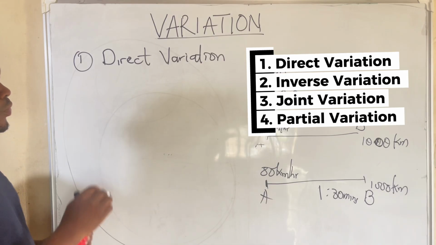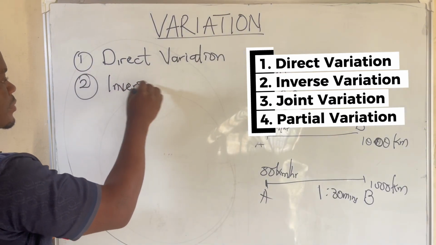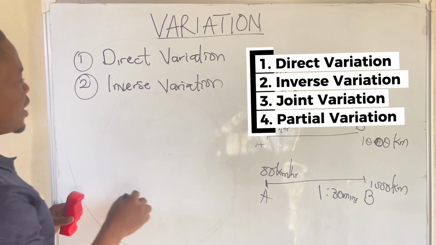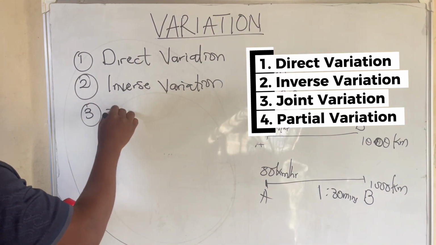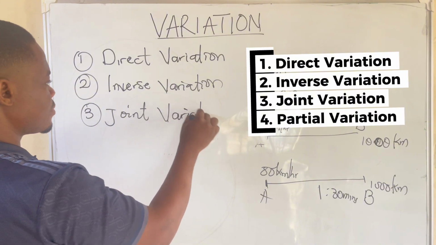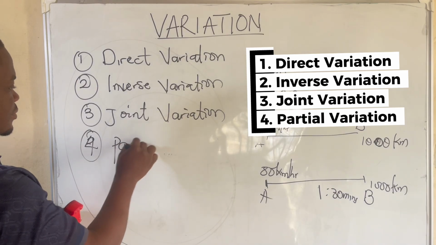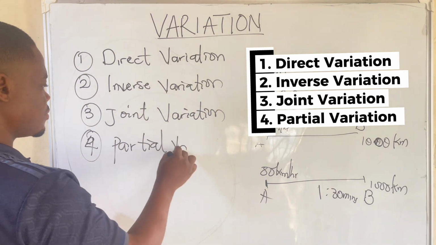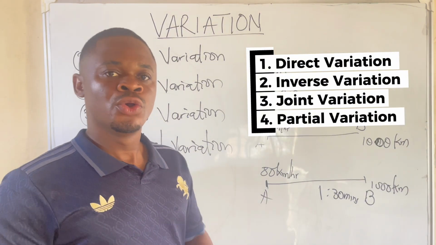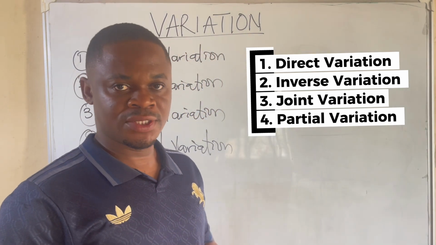We have another one which we call the inverse variation, and we have joint variation, and four, we have partial variation. So these are the different types of variation which we are going to be discussing in this class. Let me discuss direct variation a little bit in this series.